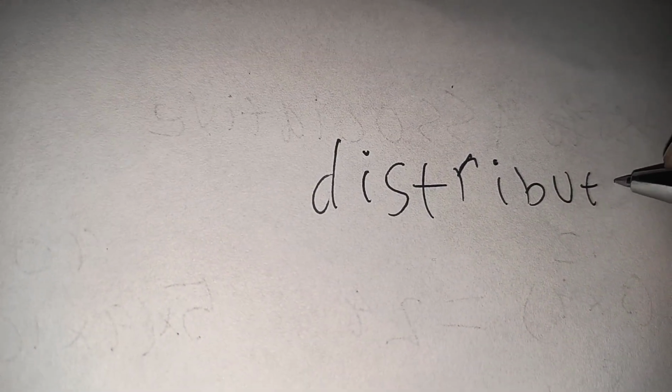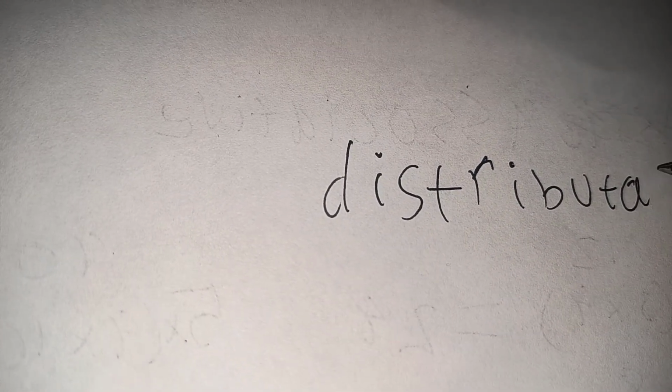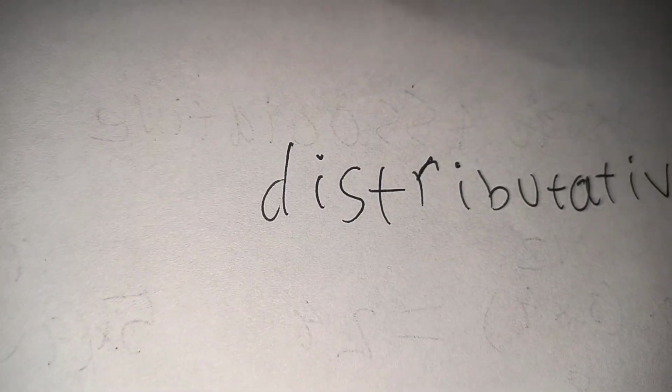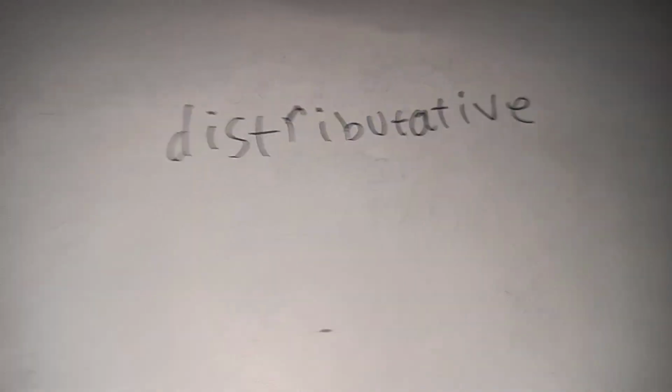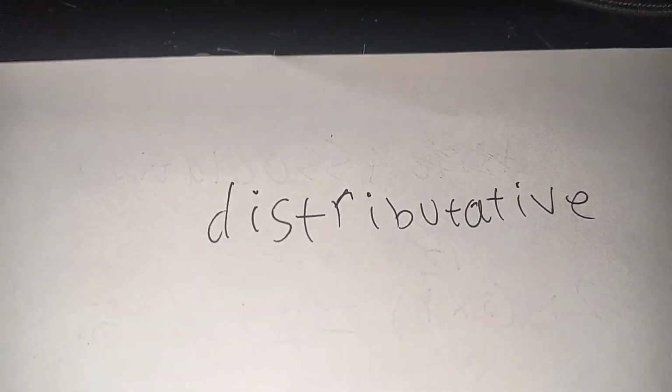All right. We're going to be talking about the distributive property. Okay, I don't know how to spell distributive. I think it's how you spell. The distributive property. The distributive property goes like this.